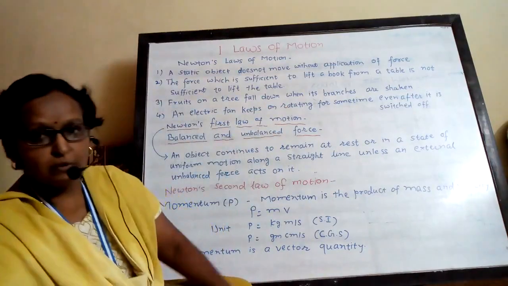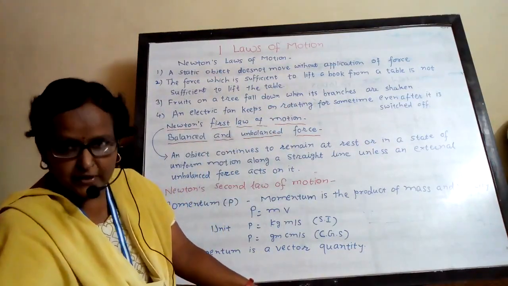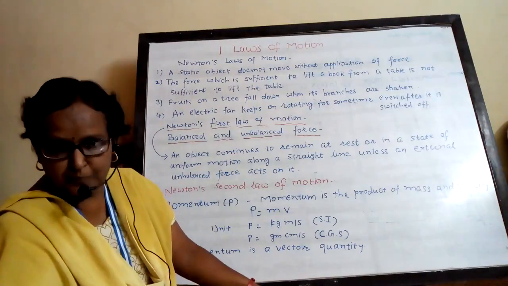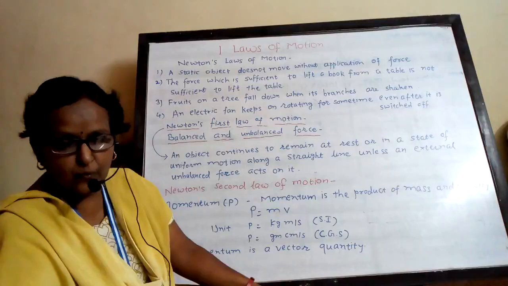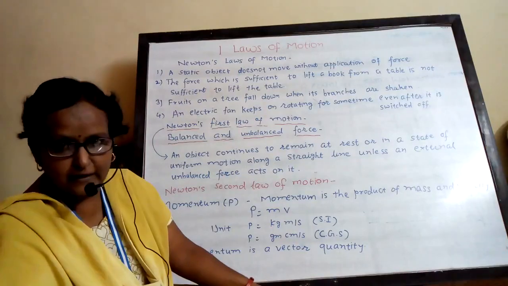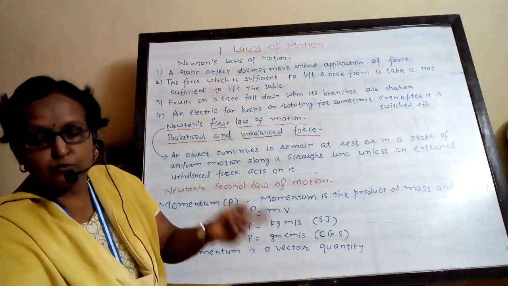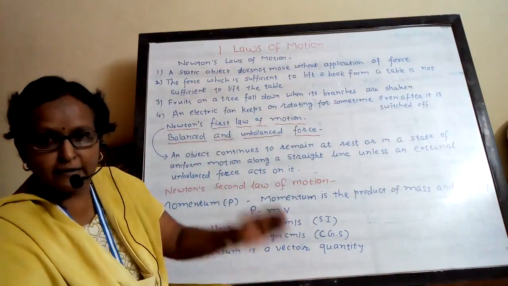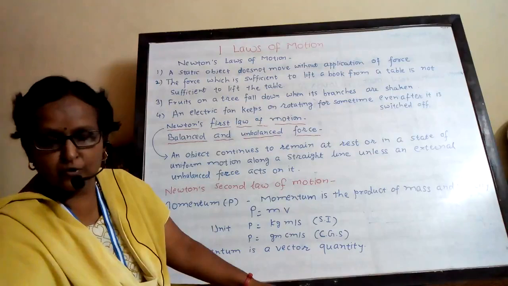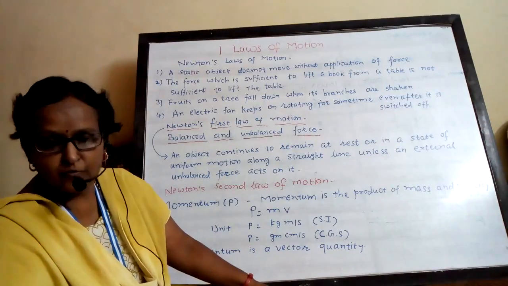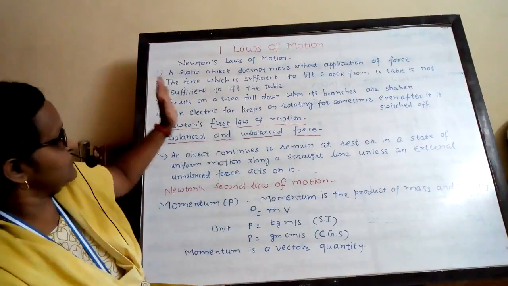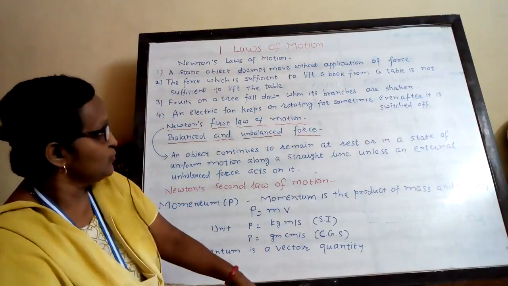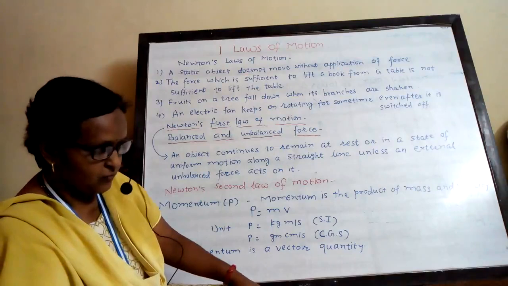So to move a stationary object, to change the direction of a moving object, we have to apply force. That we know now very well. To move the stationary object, to change the direction of the moving object, and to stop the motion of the object, for all these things, we require force. Now some examples are given here. First example, a static object does not move without application of force.